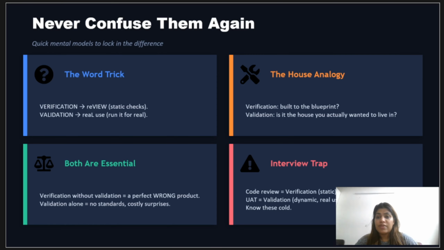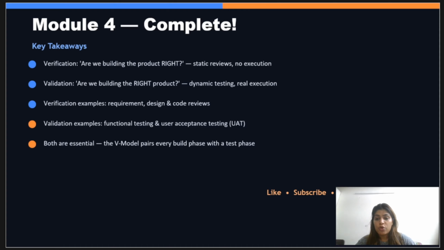So, with this, we come to the end of module 4. Verification is building it right: static reviews, no execution. Validation is building the right thing: dynamic testing, real execution. Verification examples could be requirement, design and code reviews; validation examples can be functional testing and UAT. Both are essential. The V model pairs every build phase with a test phase. So, when someone stops you in the hallway and asks for the difference in one breath: verification checks we built it right, through reviews without running it, and validation checks we built the right thing by running it for real users. That's it.